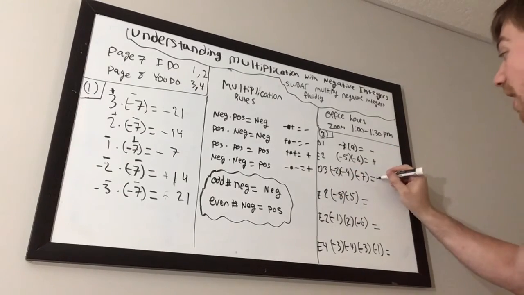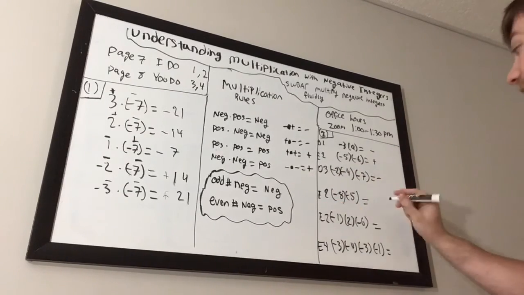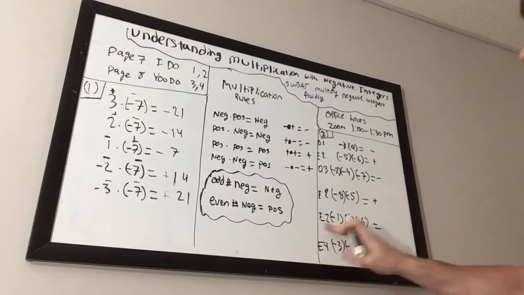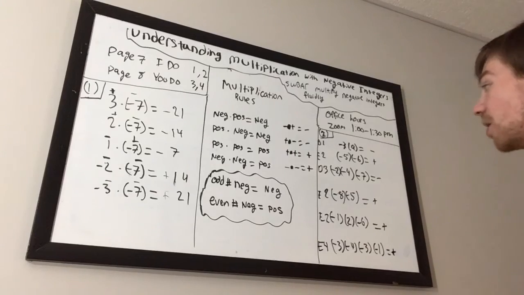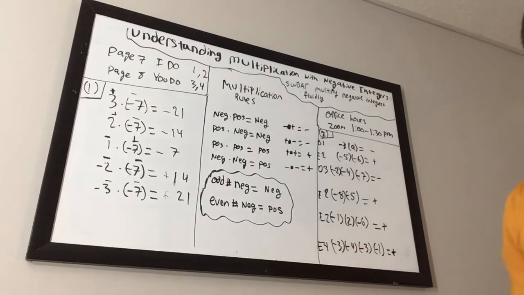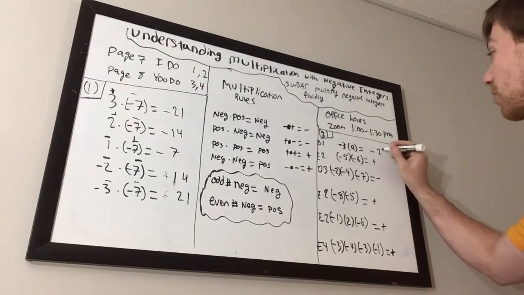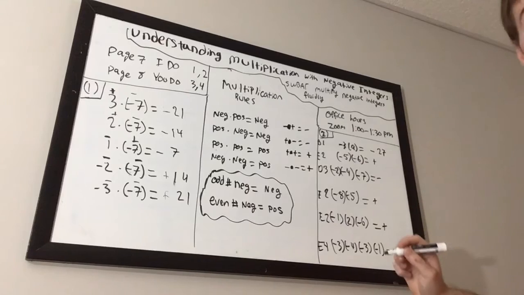Here, it's odd, so write the answer negative. Here, it's even, write the answer positive. Here, it's even, write the answer positive. Here, it's even, write the answer positive. So now, just multiply them across like there are no negatives in this at all. So, 3 times 9 is 27. Your answer is negative 27.